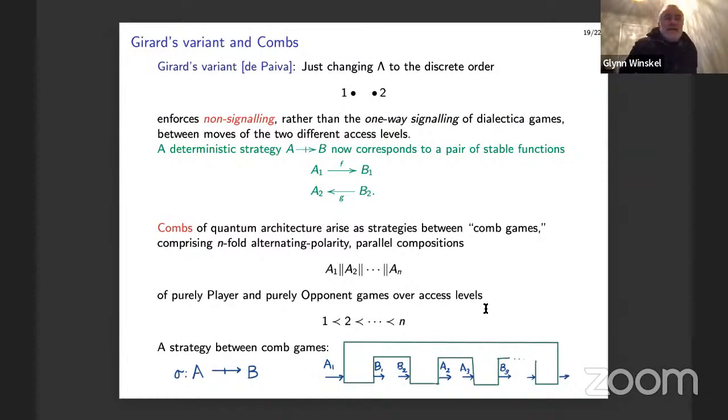Valeria will be well aware of the fact that the second half of the thesis was not on Dialectica categories, but on a variant that Jean-Yves Girard suggested. And that variant corresponds to replacing the one-way signaling that we see in Dialectica games by a non-signaling condition. So we just change the access levels to just a discrete order like this. You have the two rooms, 1 and 2, and neither room can see into the other. In this case, deterministic strategies correspond to pairs of stable functions.